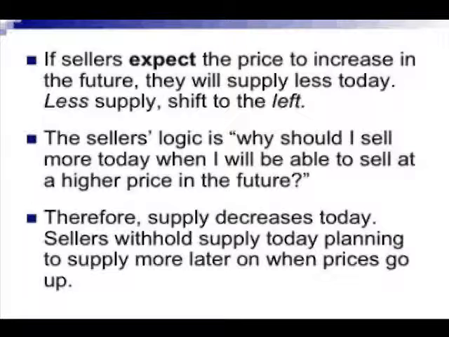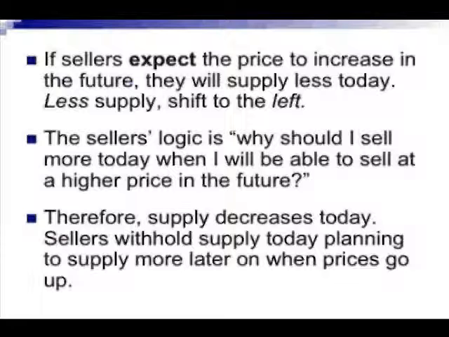This is why people buy stock. You buy low and you sell high, or you buy low and hopefully you expect that the price is going to go up in the future, and then you'll sell when it goes up. So you're not going to put those shares of stock for sale out there today because you expect you can get more for them later on. When that happens, supply decreases today. Sellers withhold supply today, planning to supply more later on when prices go up.